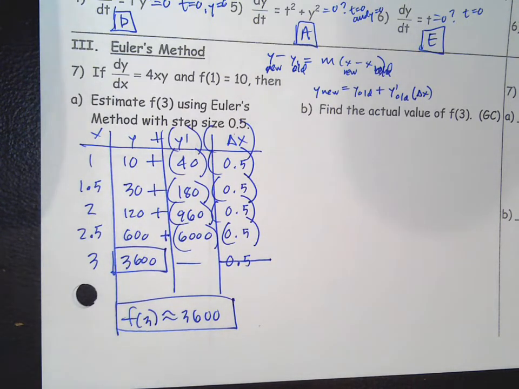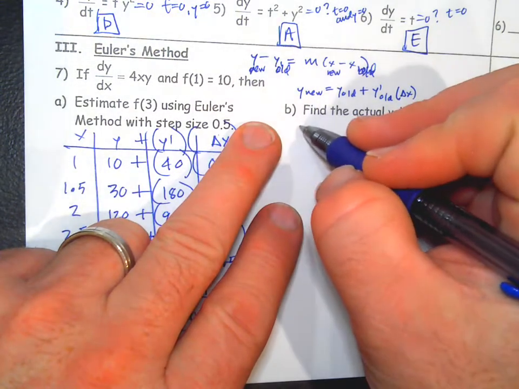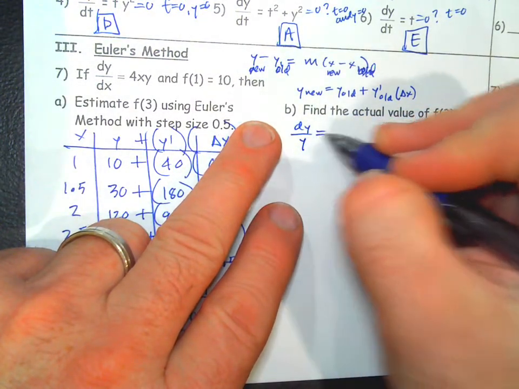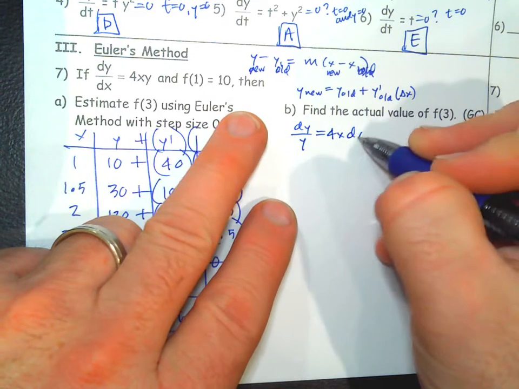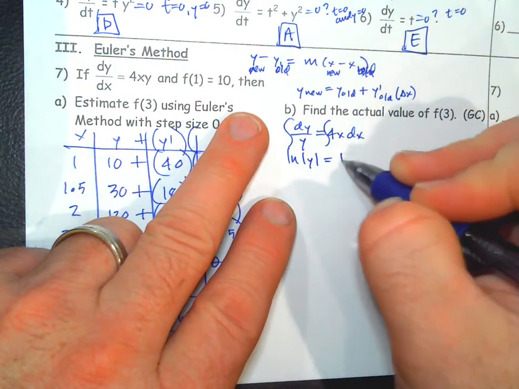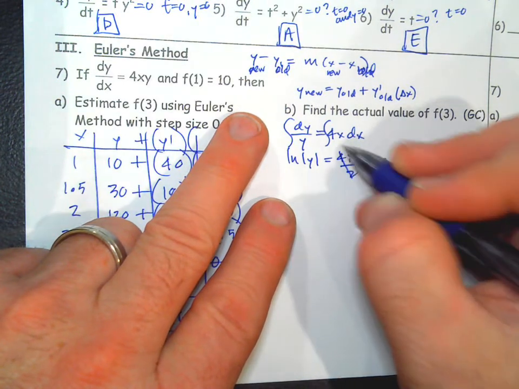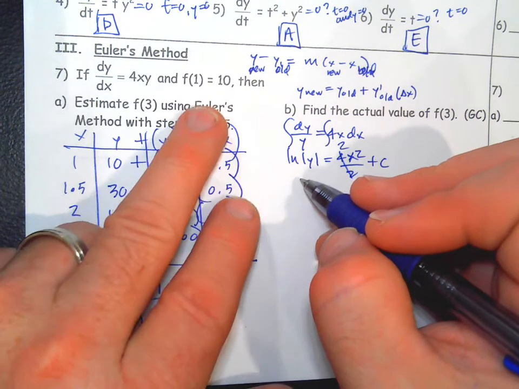B, find the actual value. Well, the actual value would be solving the differential equation. So we're going to separate the variables. Integrate both sides. Plus C. Use the initial condition.